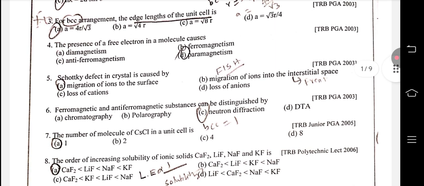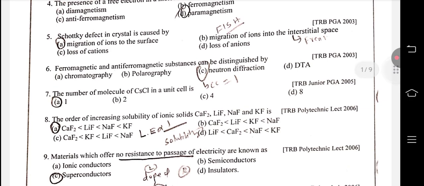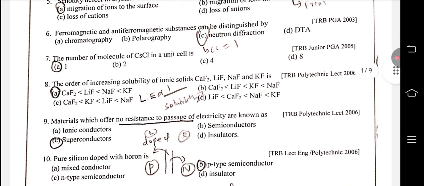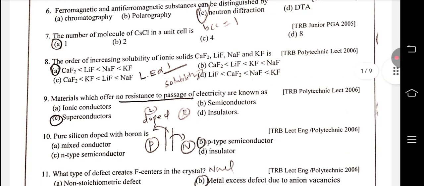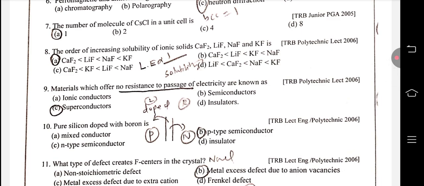The presence of free electrons in the molecule causes ferromagnetism. Schottky defect in a crystal is caused by the migration of the ion to the surface. Migration of the ion to the interstitial space என்பது Frenkel defect. Ferromagnetic and antiferromagnetic substances can be distinguished by neutron diffraction. The number of molecules in the cesium chloride unit cell, a BCC unit cell, equal to 1.